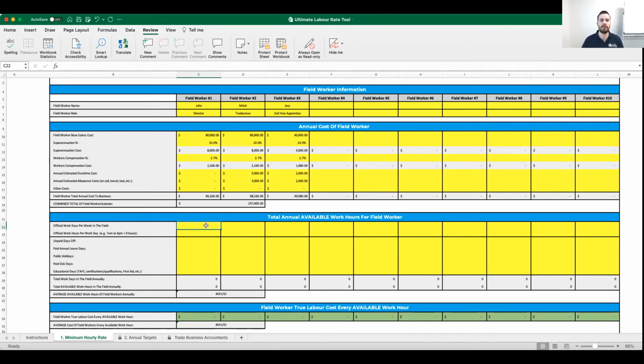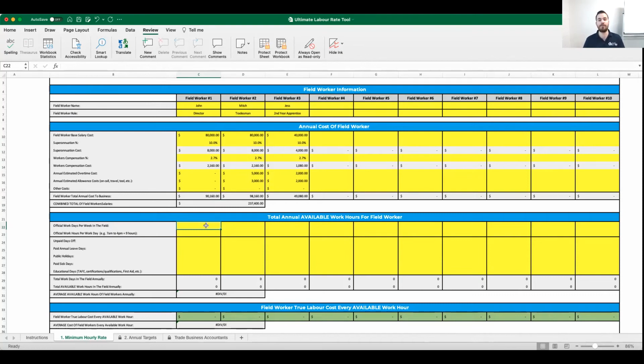You've got to factor in the public holidays, sick days, and if they're an apprentice, the TAFE days, because these are days when they're not out there productively producing revenue for your business. So you need to be accounting for it to make sure that you're not eroding your margins because you've incorrectly considered their cost.